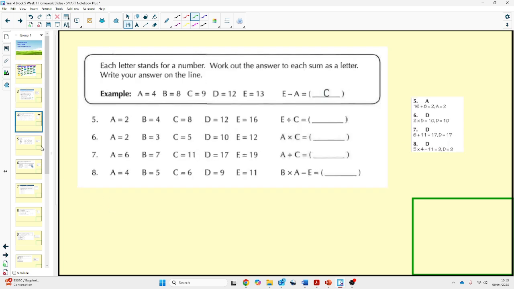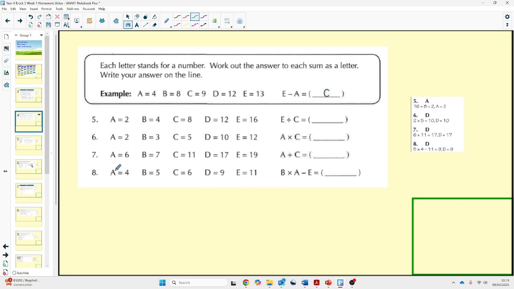Moving on now to the next part of this test 1. These are what we call letter sums and can be really useful for your basic arithmetic skills, knowing your addition, your subtraction, your multiplication and your division. And it's really about substitution here.